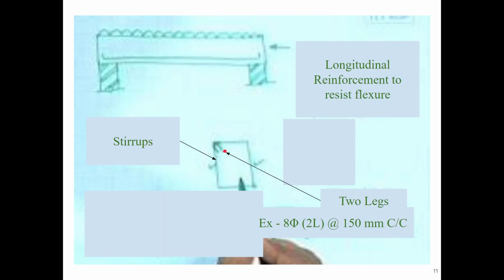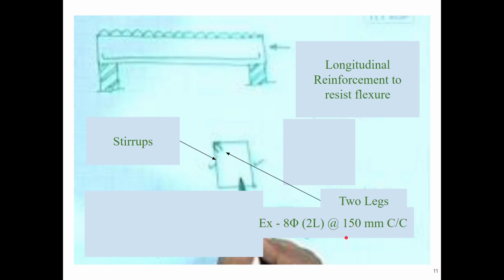The bar starts from here, then it is bent here at 45 degrees, then bent 90 degrees, again 90 degrees, again 90 degrees, and lastly again 45 degrees. So it starts from here, is bent like this, like this, and then ends here. Like this, it is called two legs. So this is an 8 mm diameter rebar, and the legs are 2.